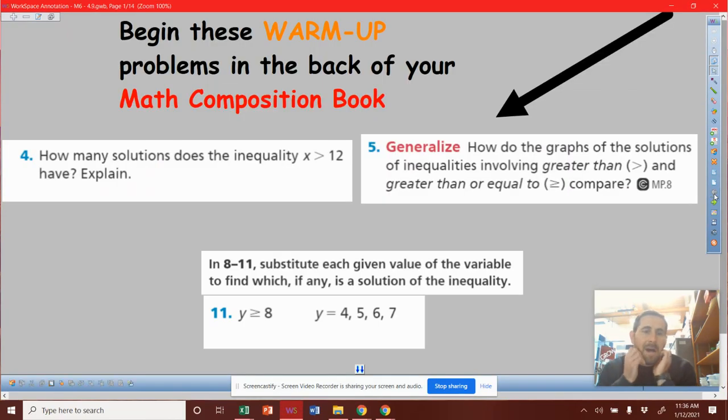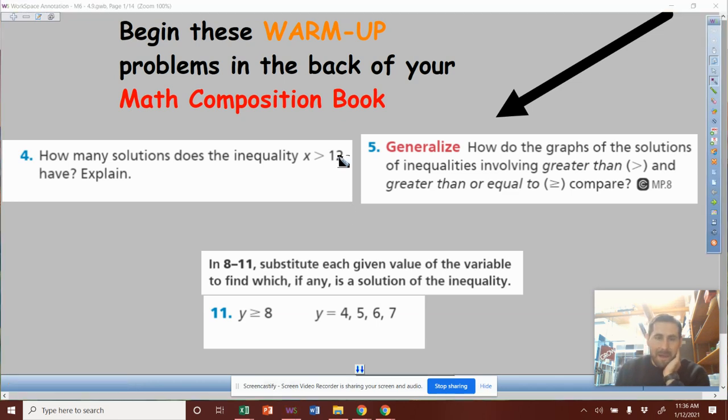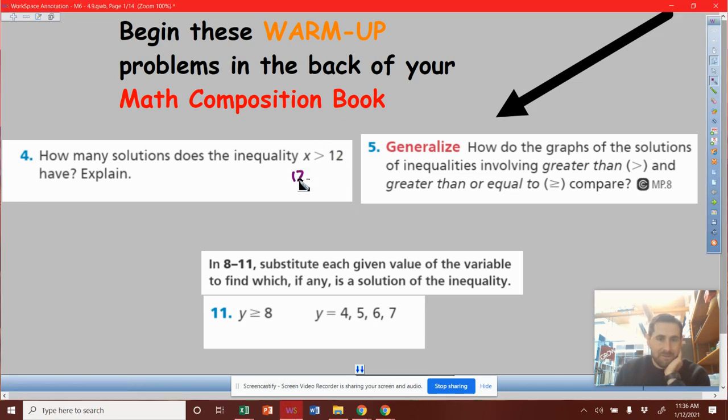Look at our warm-up. How many solutions? There's three questions here. How many solutions does the inequality x is greater than 12 have? So we've been talking about this a lot. Obviously, 13 is greater than 12, 14 is greater than 12, 15. I mean, 14.5 is greater than 12. So how many different numbers could I write that are greater than 12?